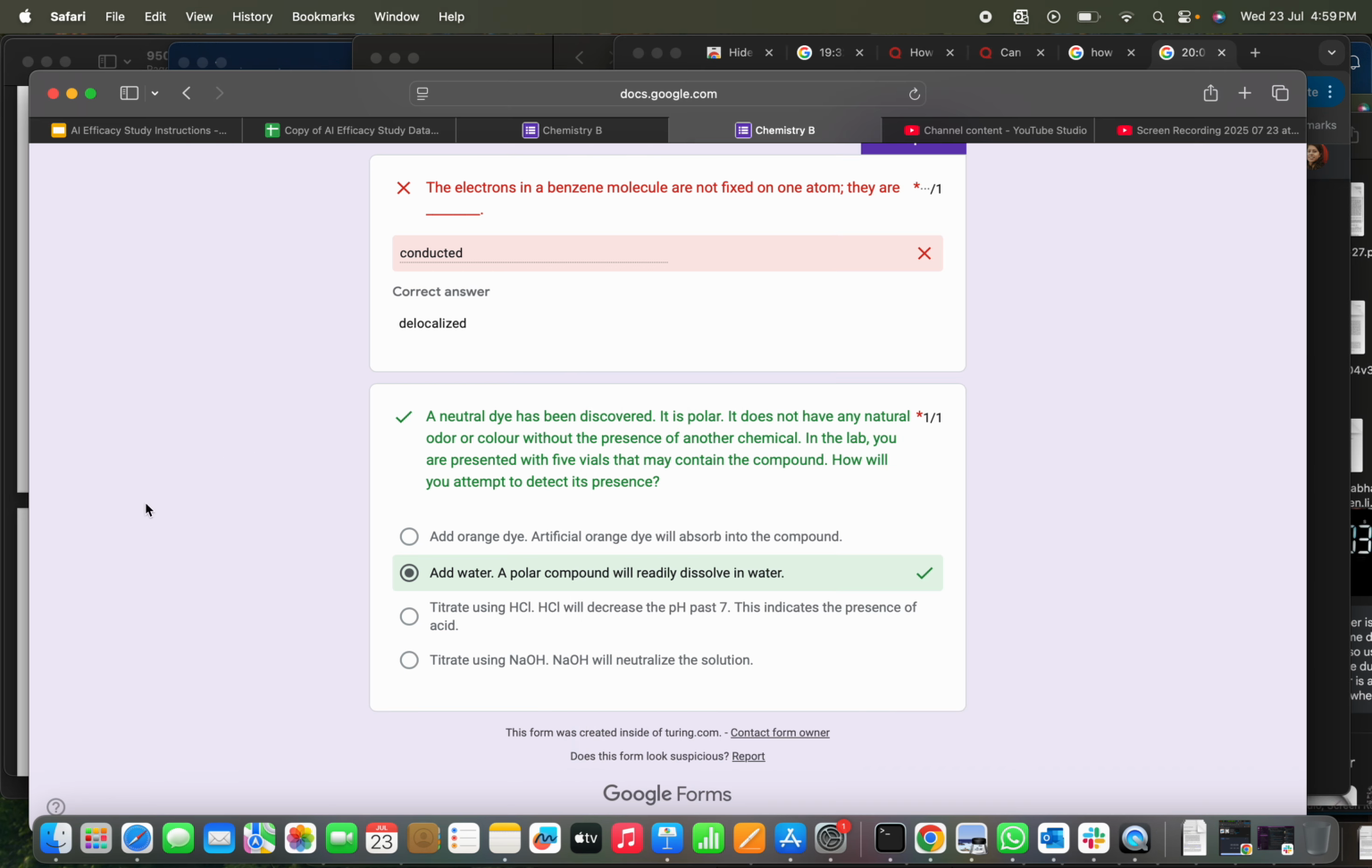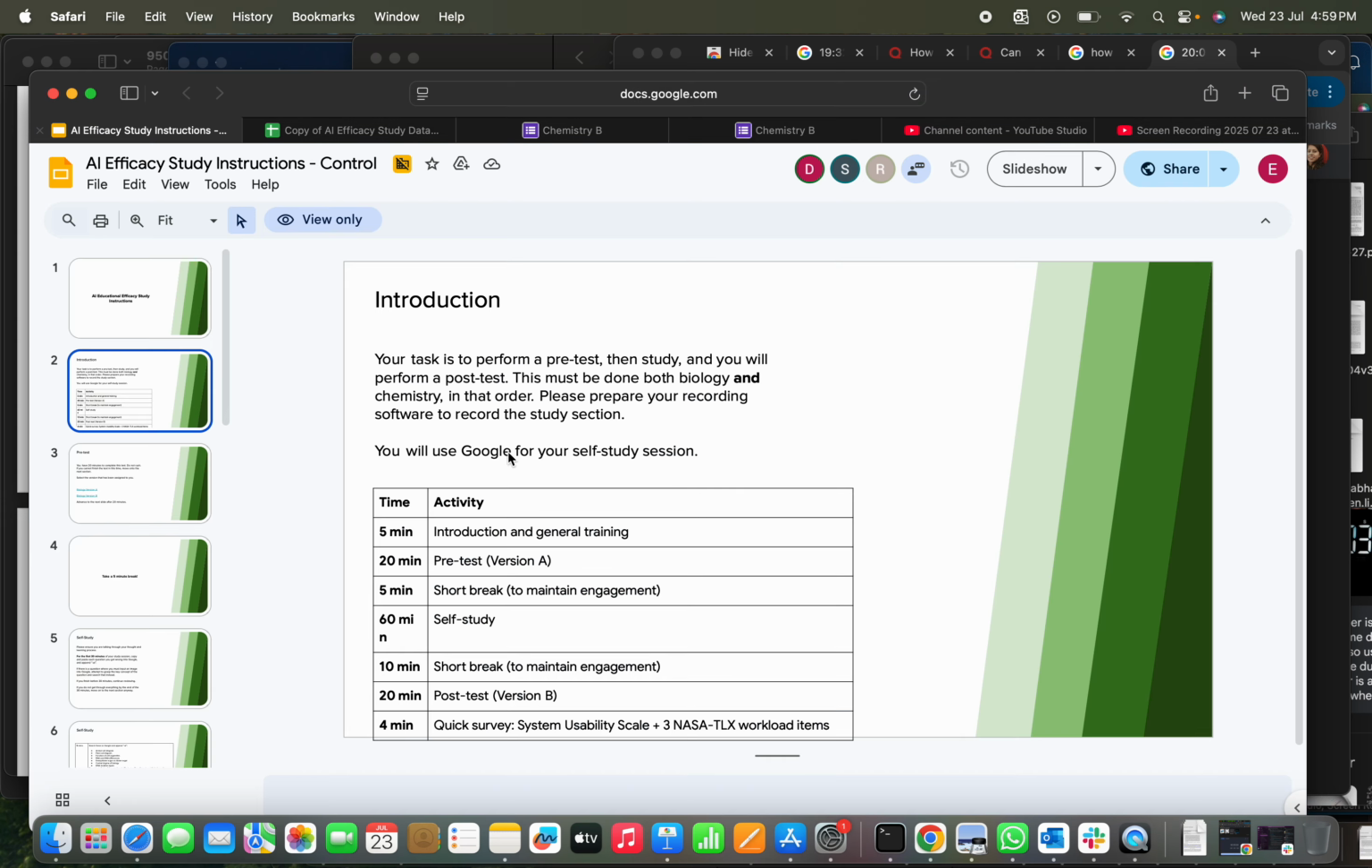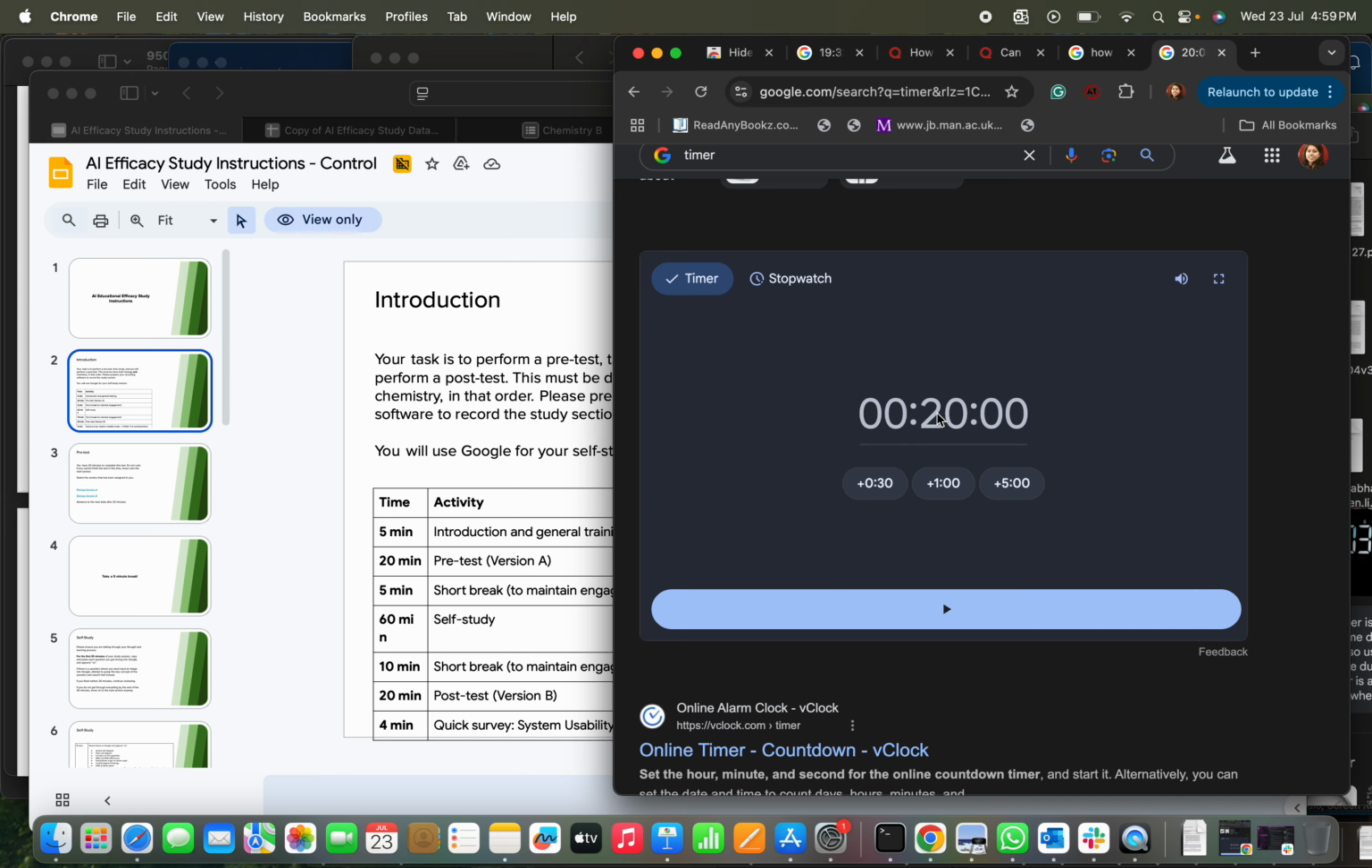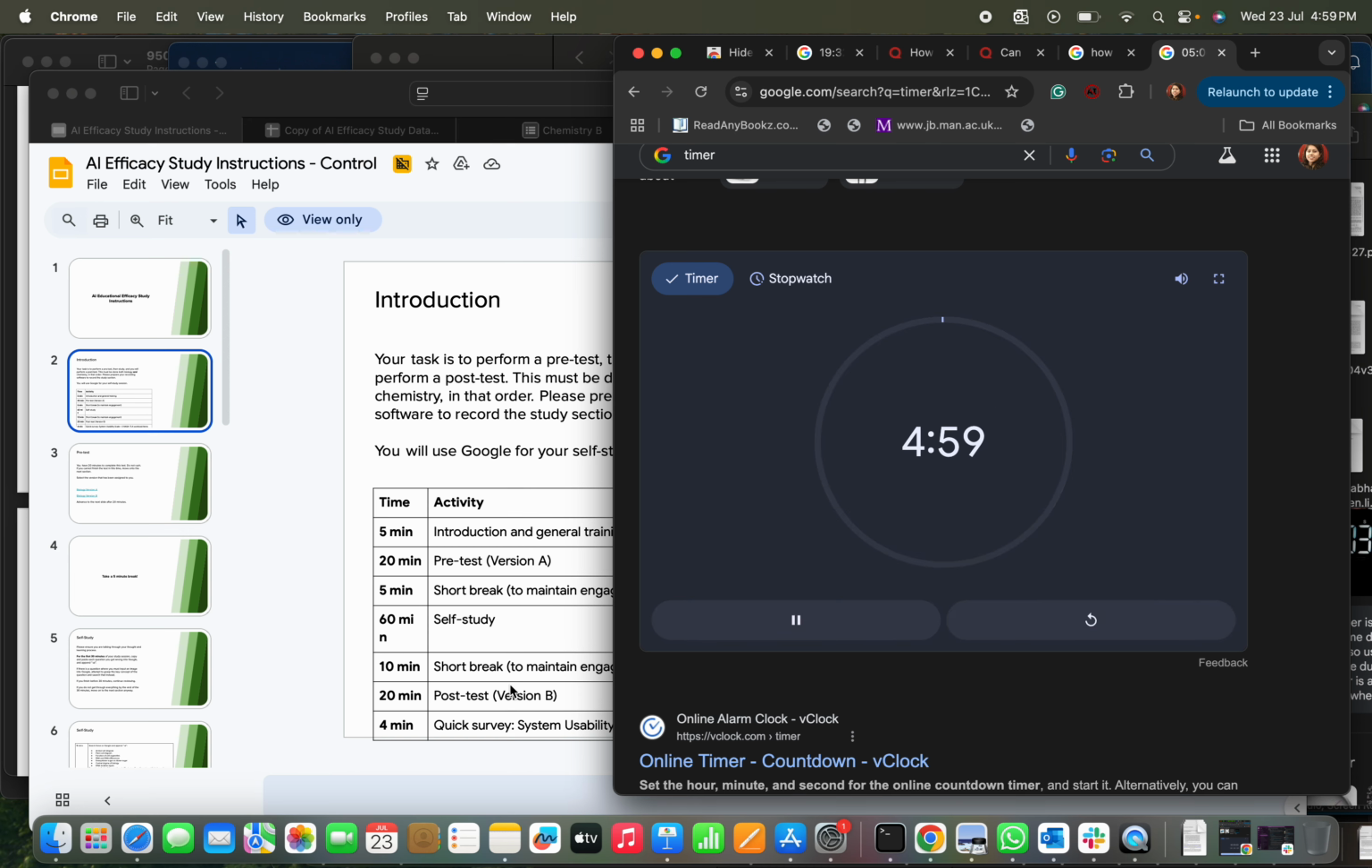So let's see what the next instructions say. So I have to take a pretest. I have to take a break for 5 minutes. Okay. And then study for 60 minutes. So I'll take a break for 5 minutes, and then I'll be preparing for the next 60 minutes.